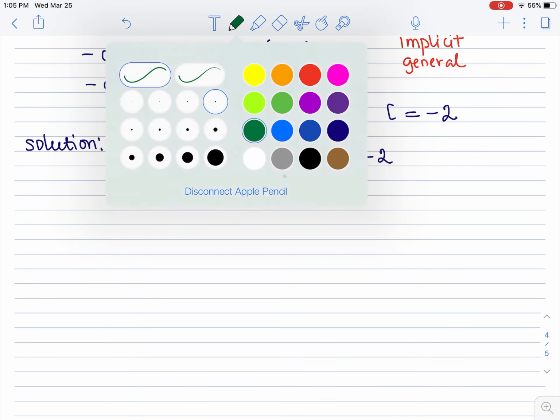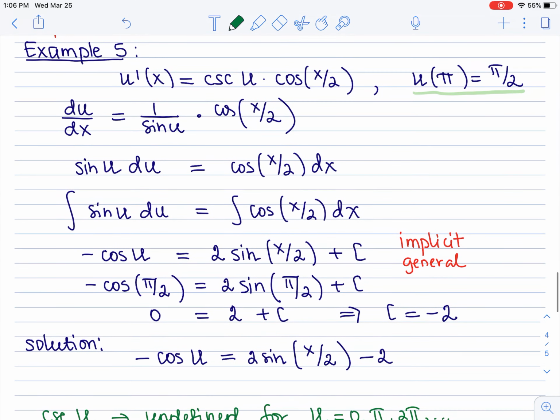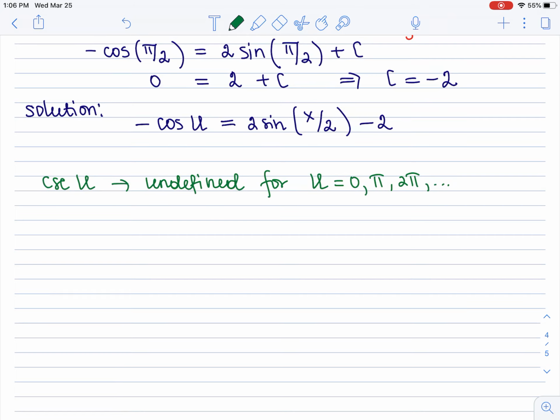Cosecant of u is undefined for infinitely many points, for those values where sine is equal to 0. This would be 0, pi, 2 pi, and so forth, and also negative pi, negative 2 pi. But in particular, we're interested in 0. Whenever u is equal to 0, we have an issue: a discontinuity, and the derivative is not defined. So we have to take care of this.